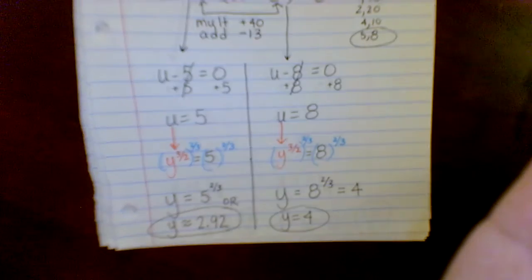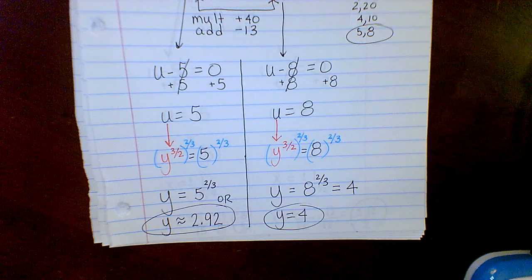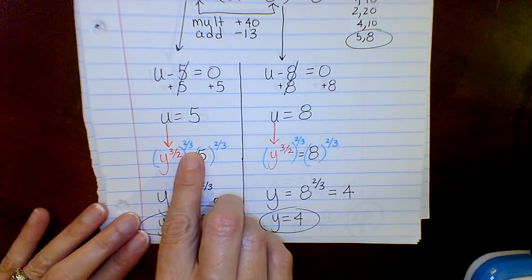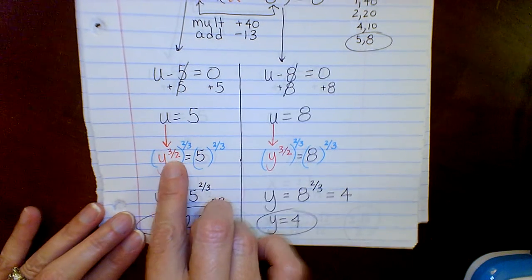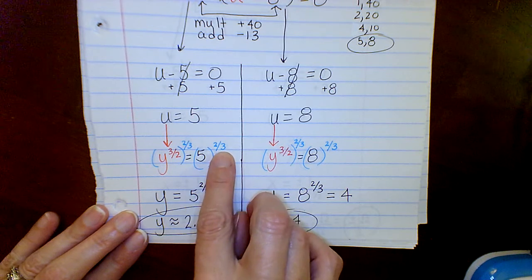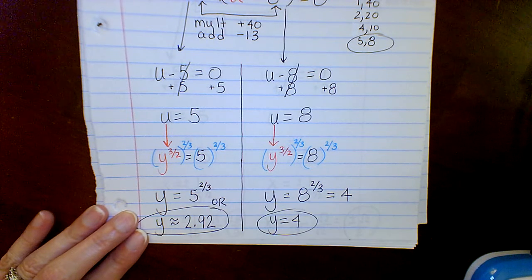Why is that kind of blurry? There we go. That's a little bit better. So I'm going to raise both sides to the reciprocal. So this blue stuff is the reciprocal of that exponent. So we get 5 to the 2/3 power and 8 to the 2/3 power.